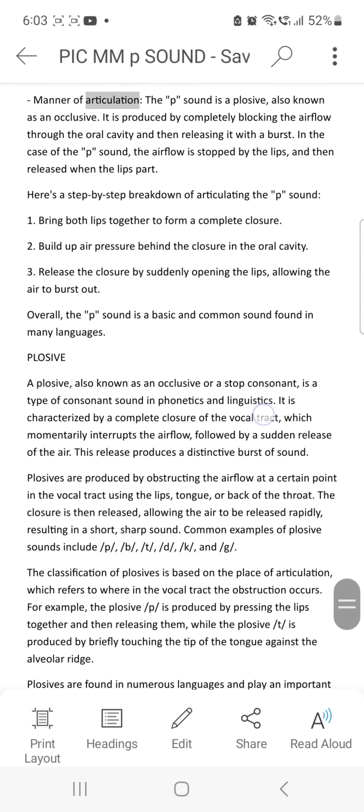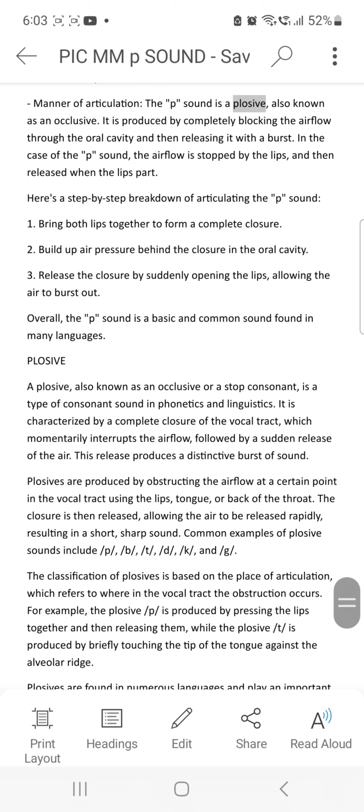Manner of articulation: the p sound is a plosive, also known as an occlusive. It is produced by completely blocking the airflow through the oral cavity and then releasing it with a burst. In the case of the p sound, the airflow is stopped by the lips, and then released when the lips part. Here's a step-by-step breakdown of articulating the p sound.